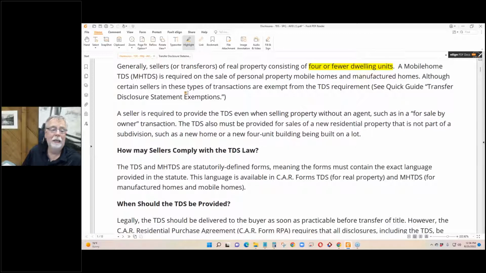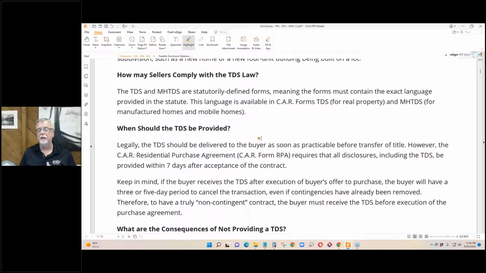So a seller is required when selling a property without an agent, in other words, for sale by owners. Every sale of a 1 to 4 unit residential property that doesn't involve one of the exemptions, this is required. It's a statutorily defined form, all right? And when should it be provided? I'm going to talk about that.